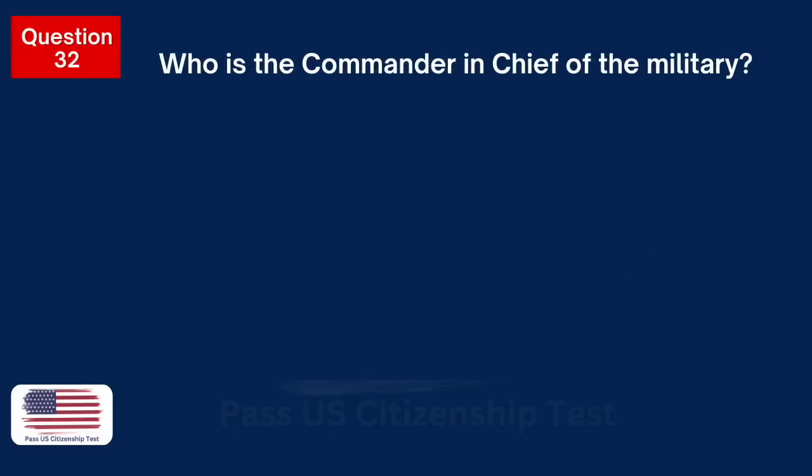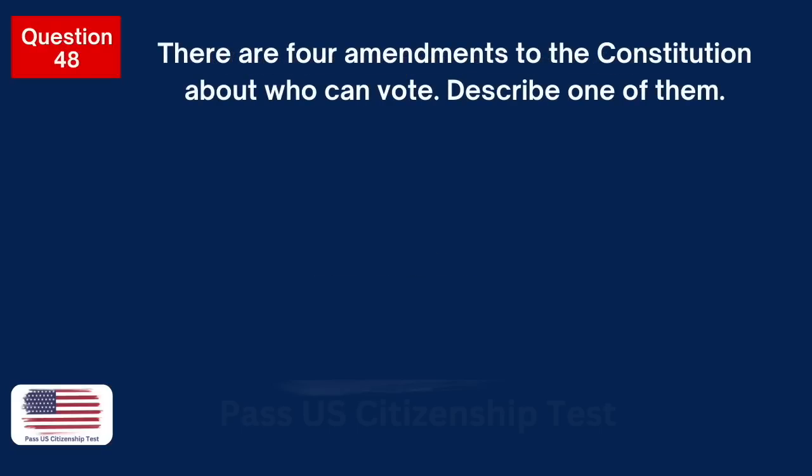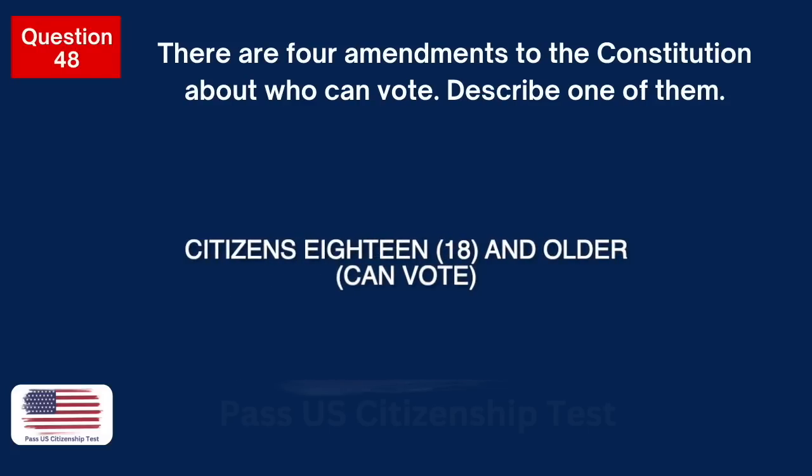Who is the commander-in-chief of the military? The president. What does the judicial branch do? Reviews laws. There are 4 amendments to the Constitution about who can vote. Describe one of them. Citizens 18 and older can vote.